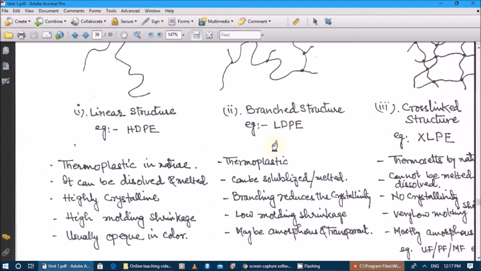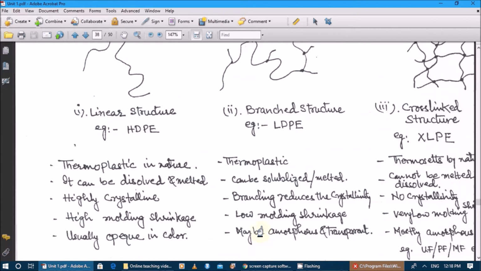But if the same polyethylene is branched, then it is also a thermoplastic and can be solubilized and melted as well. But branching reduces the crystallinity. That's why the crystallinity of LDPE is somewhere 40 to 50%, whereas the crystallinity of linear HDPE is somewhere 80 to 90%. So because of the branching, the crystallinity goes down.